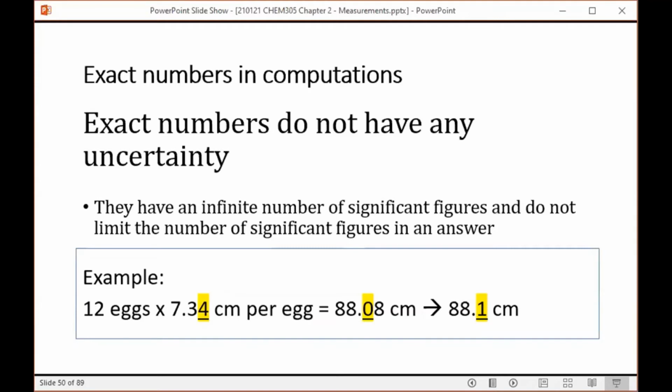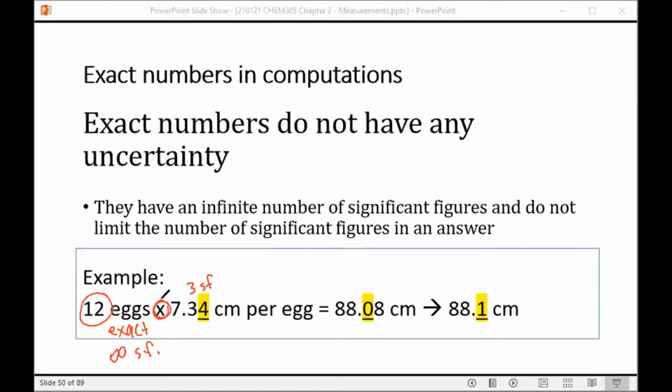But we have to round this number to the right number of sig figs. In this case, 12 eggs is a counted number. Counted, so this is exact. And sometimes I just write this as infinite sig figs. So if it has infinite sig figs, it won't affect the final answer. So the only thing that's going to affect our final answer is this measured value of 7.34 centimeters per egg. 7.34 centimeters per egg has 3 sig figs.